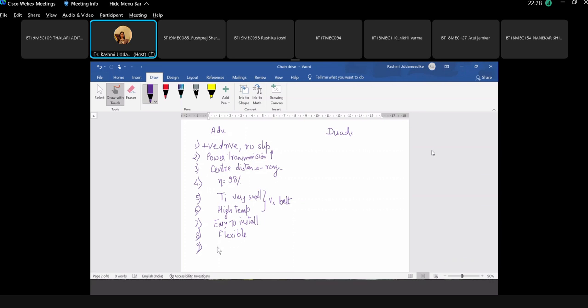You can work with small angle of contact as I have shown you. The angle of contact can be even less than 90 degrees. So it could be greater than 90, but here you can work with angle of contact less than 90 degrees as well. Again, as compared to belt drive, where you can never have an angle of contact as small as 40 or 45 degrees.